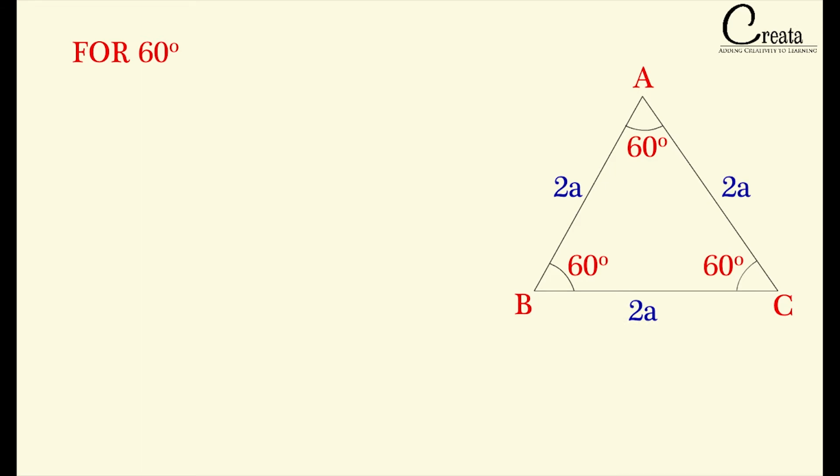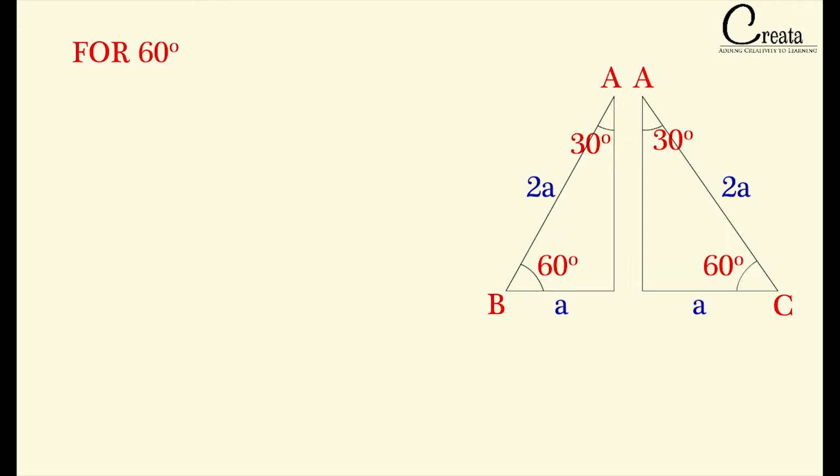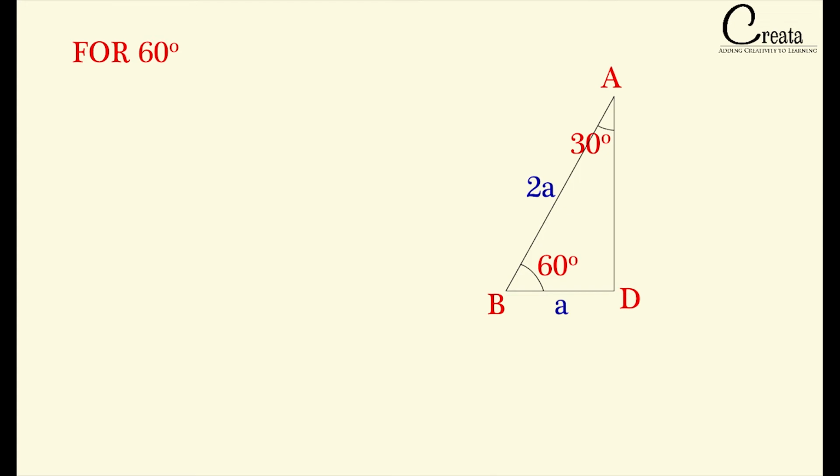Let's draw a line perpendicular to BC. This line will divide the angle A into two equal parts, that is 30° each. And this line will also divide the line BC into two equal parts, each of length A. Basically, this perpendicular line has divided the equilateral triangle into two equal triangles. Let's separate both the triangles and we'll give the name to our new triangle as ABD.